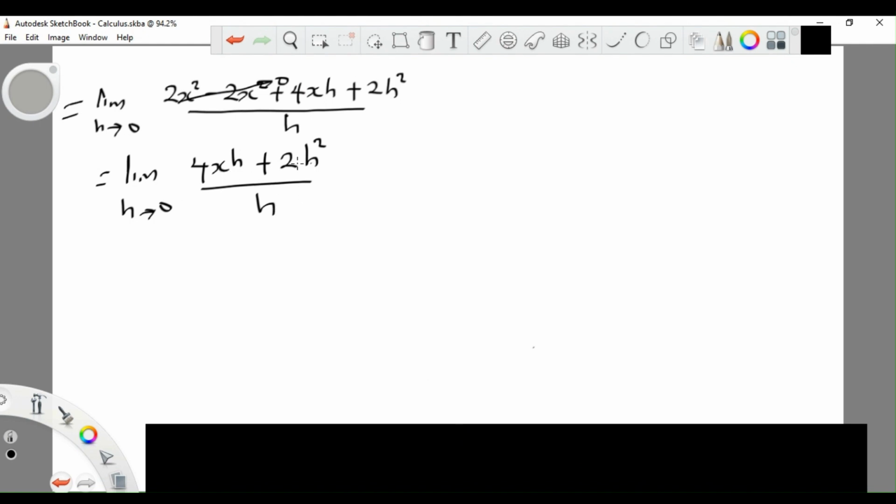We can factorize the numerator. So we have our limit as h tends to 0. So we have h, so I'll take h out. So I will have h open bracket, h divide 4xh, that will give us 4x, plus h divide 2h squared, that will give us 2h. So I just factorize the numerator over h.